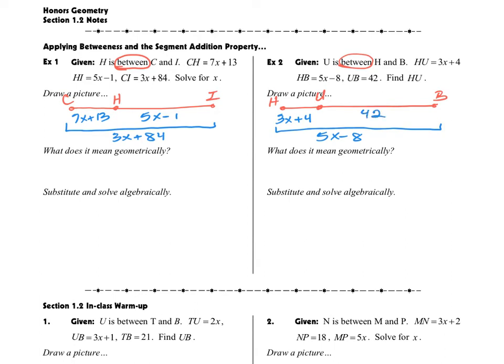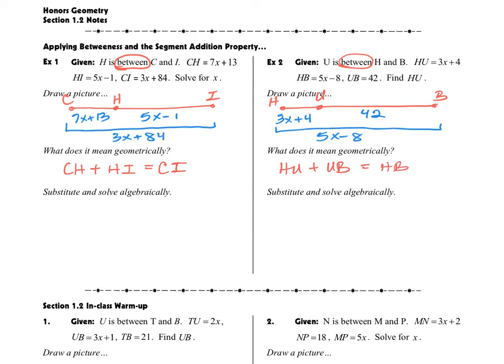All right, the next thing we want to do is think back to that geometric statement, that little equation that we wrote with segment names on the previous page when we were working in our vocab book. So what we can say geometrically is that on example 1, CH plus HI, remember we're just thinking part plus part, is going to equal the whole segment of CI. And on our example 2, again, part plus part equals the whole. We're going to say HU plus UB equals its whole of HB.